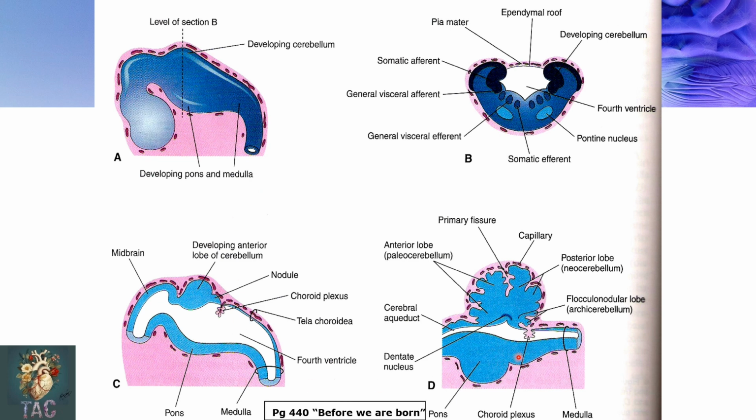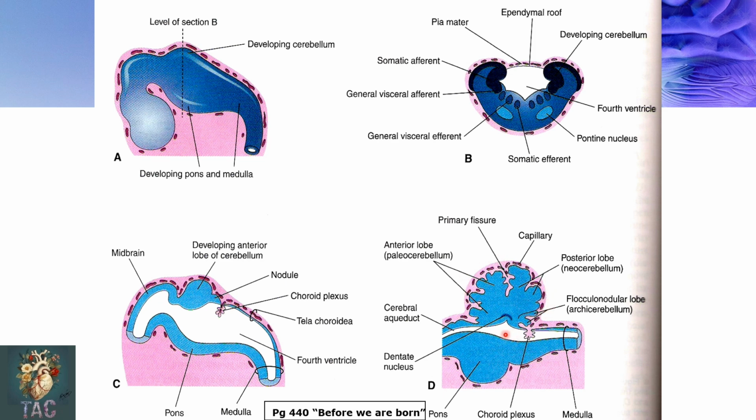So next is this diagram, and in this diagram you can see the developing cerebellum, in which different parts of the cerebellum are forming. This is the primary fissure of the cerebellum, which is forming the anterior lobe, also called the paleocerebellum. This one is the posterior lobe, also called the neocerebellum, and the flocculonodular lobe forming the archicerebellum. So these are the different parts of the cerebellum.